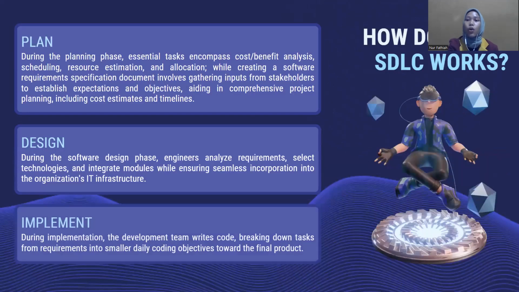Next, how does SDLC work? First of all is plan. During the planning phase, essential tasks encompass cost or benefit analysis, scheduling, resource estimation, and allocation. While creating a software requirement specification, documents involve gathering inputs from stakeholders to establish expectations and objectives, aiding in comprehensive project planning, including cost estimates and timelines.